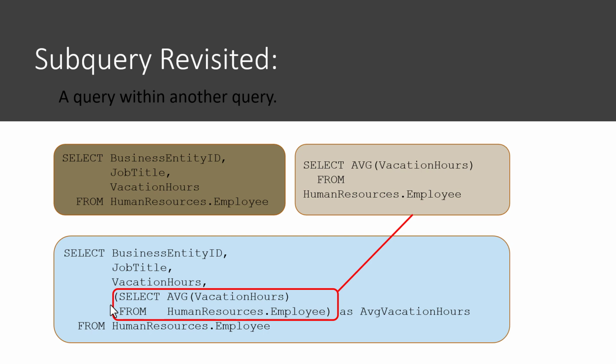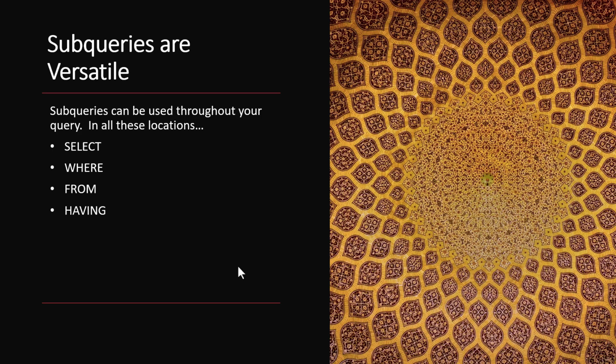And what it's really doing is going out and getting the average vacation hours as a separate query and then using that result as part of our larger query. That's the magic of the subquery. It's a query inside the larger query. So for now, that's all we really need to know because we're going to go into detail on all of this. But right here, we're just going to learn the concept, okay?